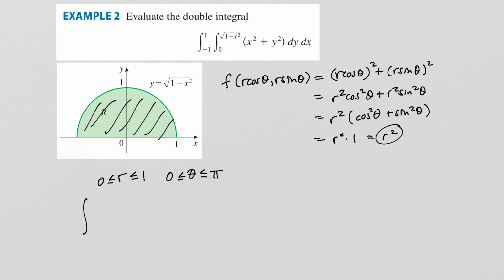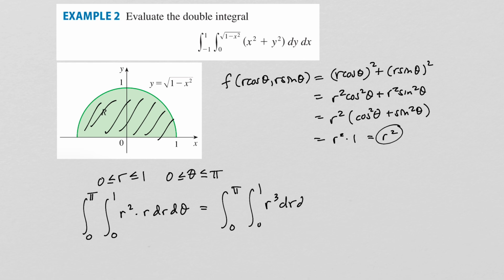And so this integral becomes the integral from 0 to pi, then 0 to 1. The function is r squared, and then we have to multiply that by r dr d theta. That's the formula. And look at how easy this integral is to perform. We have r cubed dr d theta. The integral of r cubed is r to the fourth divided by 4. And this goes from r equals 0 to r equals 1 d theta.